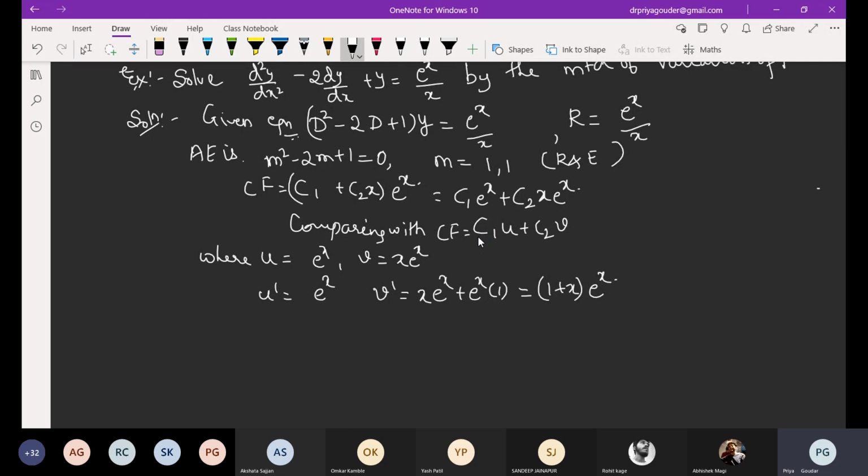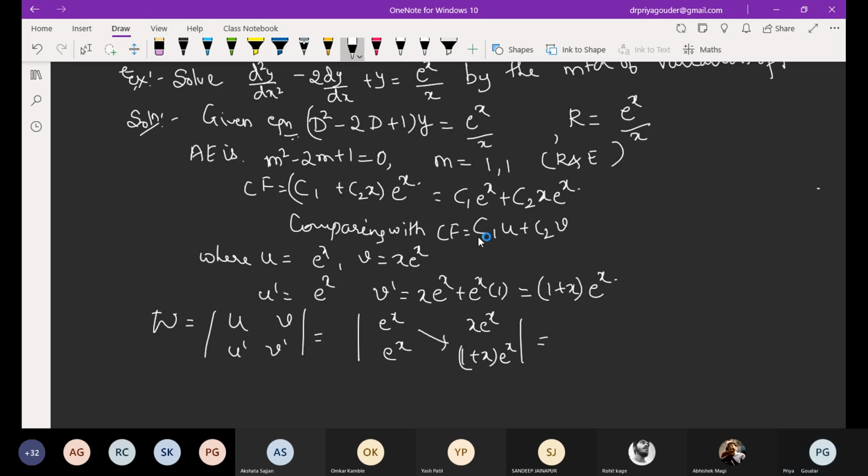Now what is to be found? W. Okay, so W is the determinant u v, u dash v dash, fixed. Substitute now: e raised to x, x e raised to x, e raised to x, 1 plus x e raised to x. Expand it. e raised to x into e raised to x is what?